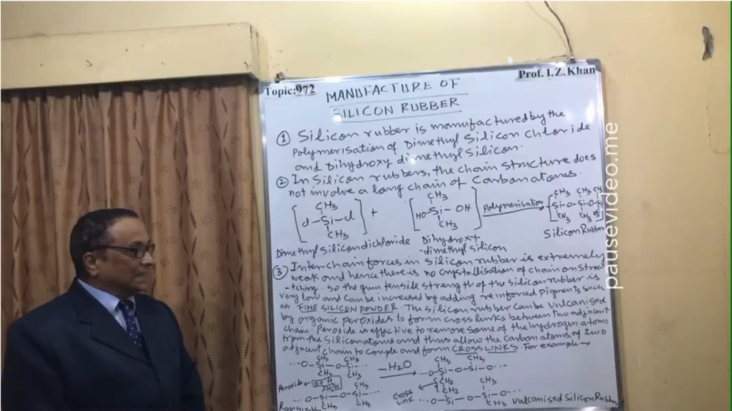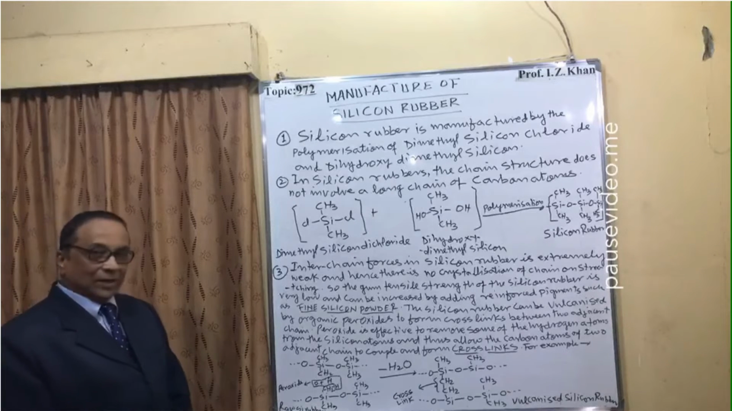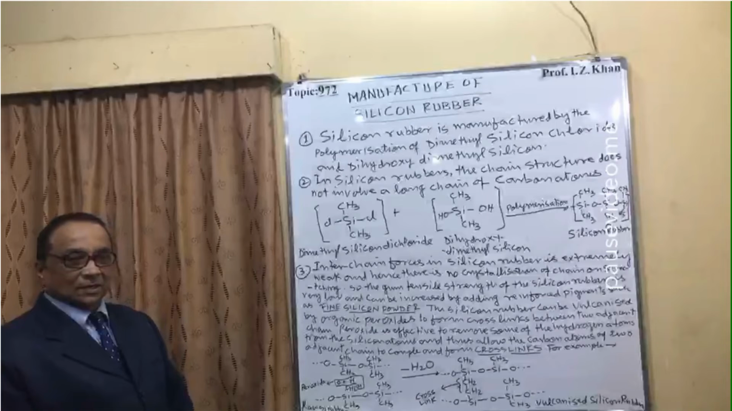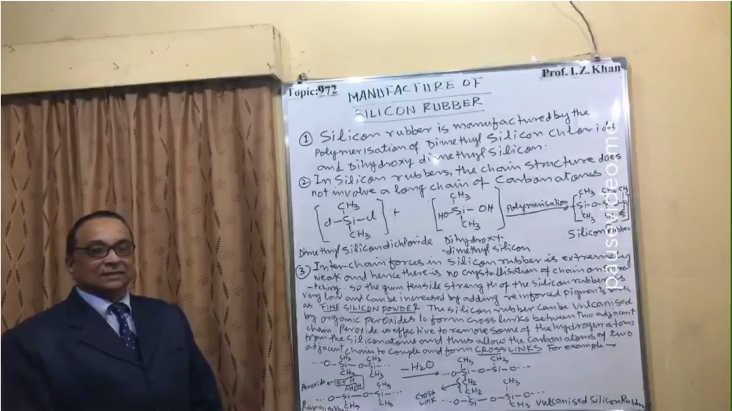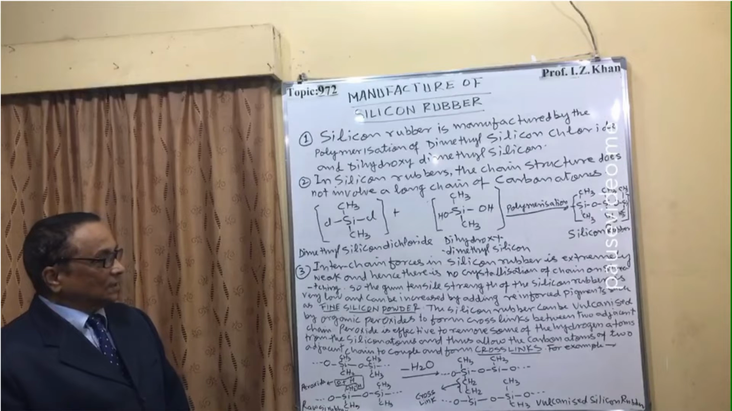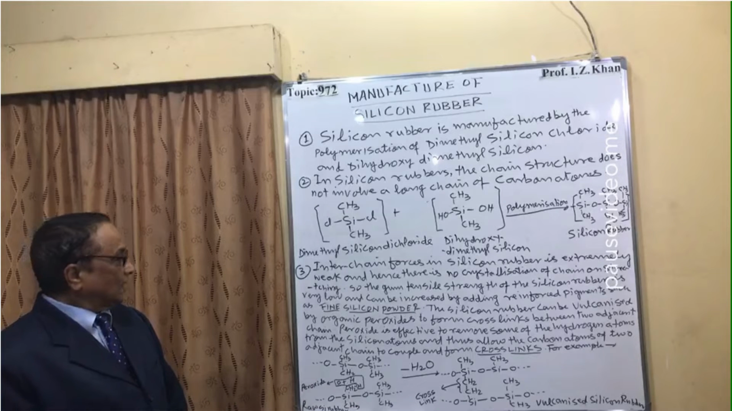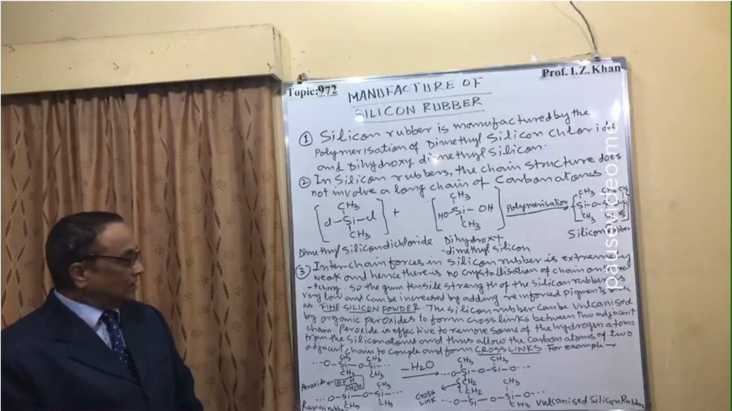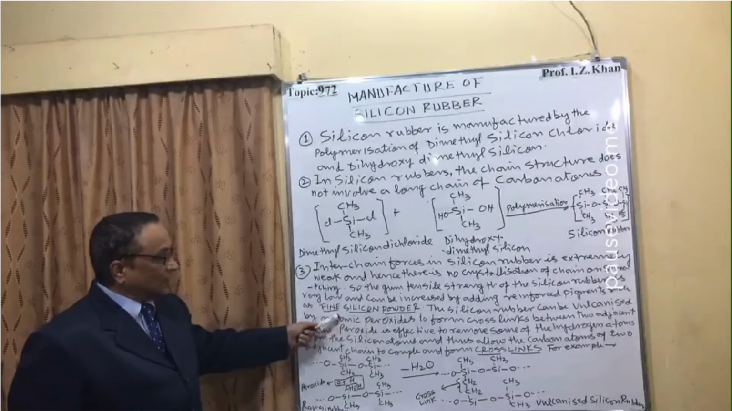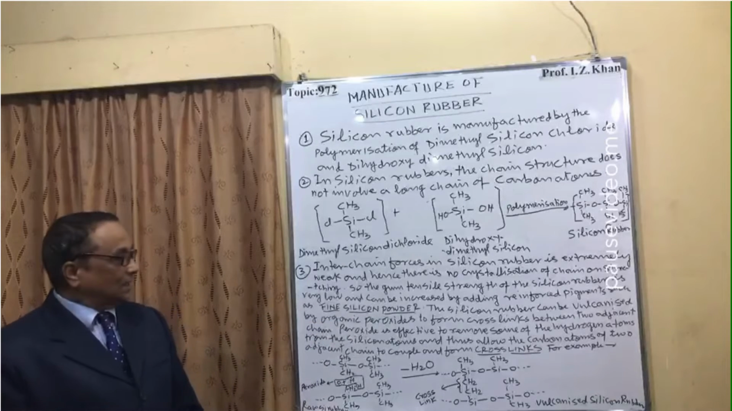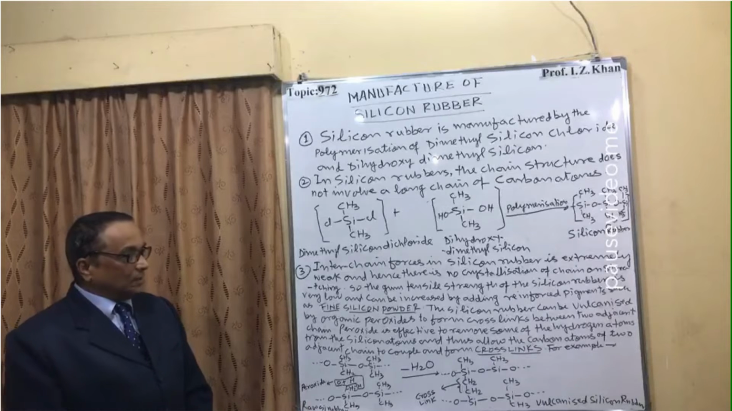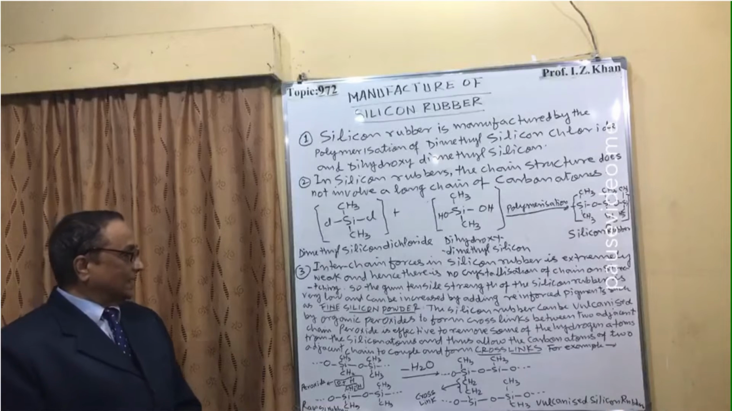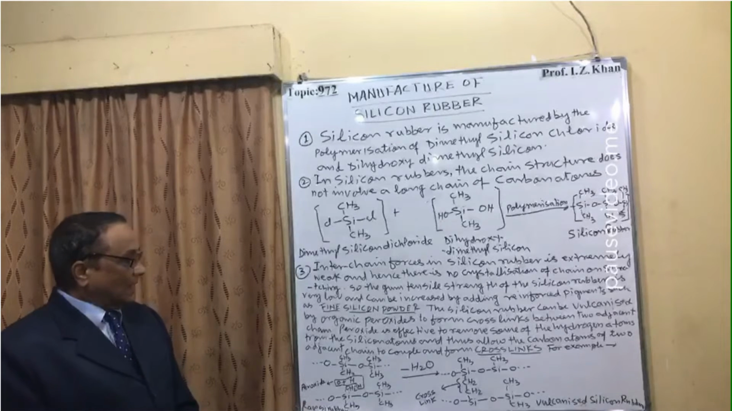So the gum tensile strength of the silicone rubber is very low and can be increased by adding reinforcing material, and that material is a reinforcing pigment such as fine silicone powder. This fine silicone powder is used as a reinforcing material. The silicone rubber can be vulcanized by organic peroxides to form a cross link.